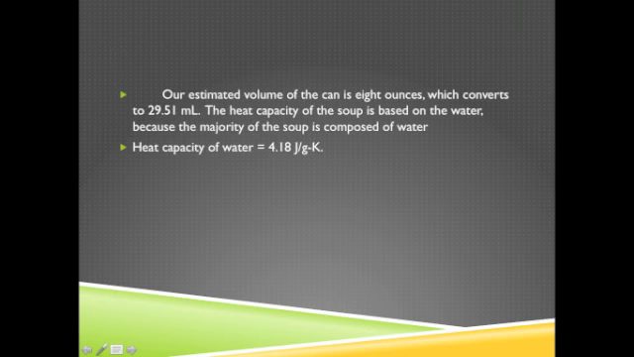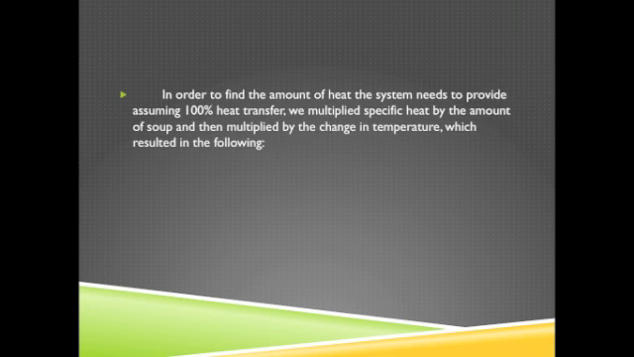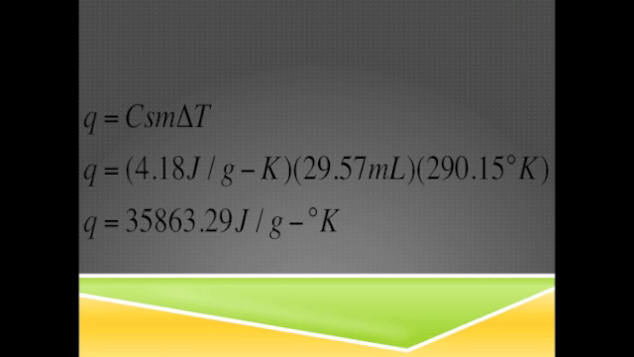Our estimated volume of the can is 8 ounces, which we converted to milliliters, and we use the heat capacity of water. The temperature change between 37 degrees Celsius, which is body temperature, and 20 degrees Celsius is 17 degrees Celsius. We then assumed that we were working with 100% heat transfer. The formula for heat is heat capacity times the mass times the temperature change.